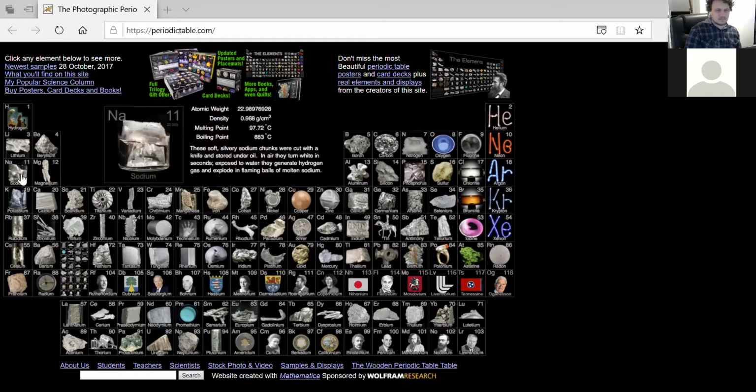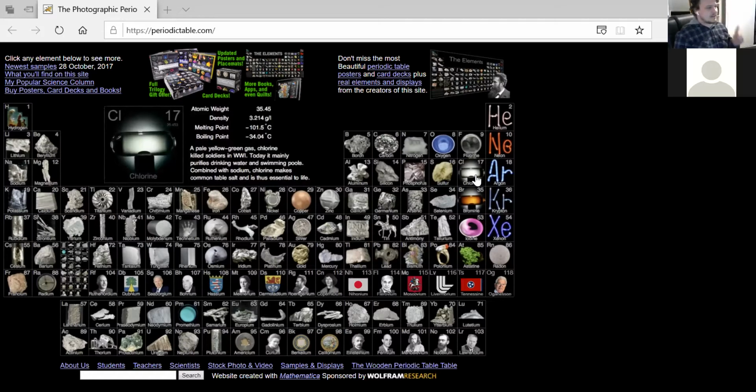So I take sodium, which has 1 electron in its outer shell. And then we take chlorine, which is directly across from it in the same period. It has 7, so it needs to gain 1 electron. So sodium comes up to chlorine. Sodium gives the single valence electron to chlorine. Chlorine gains 1, it's now got 8. Sodium loses 1, it also now has 8.